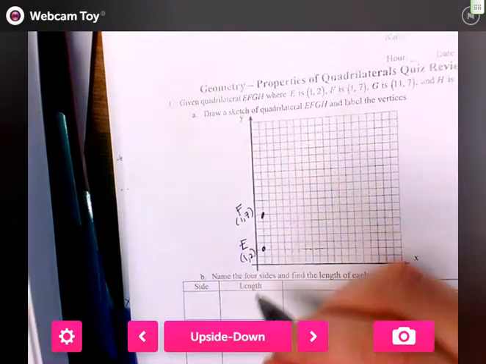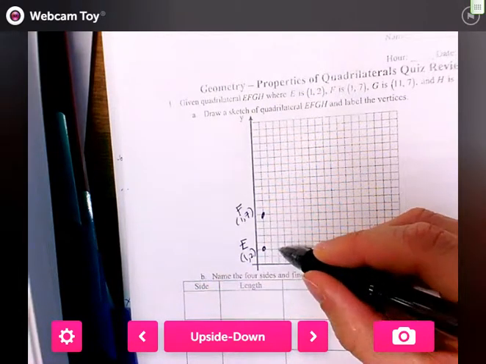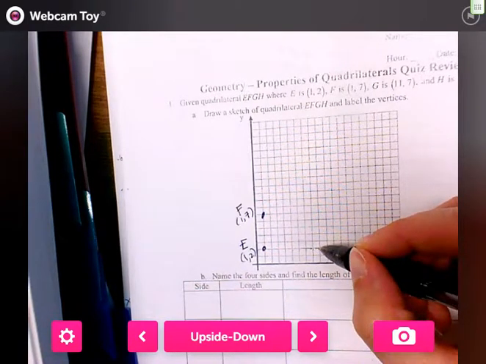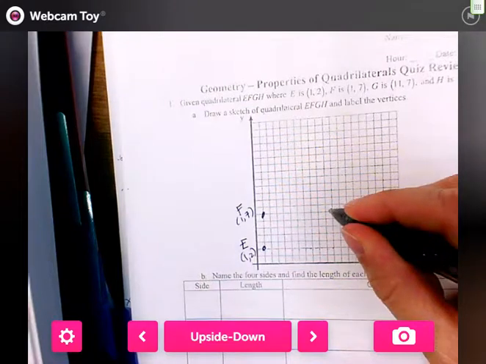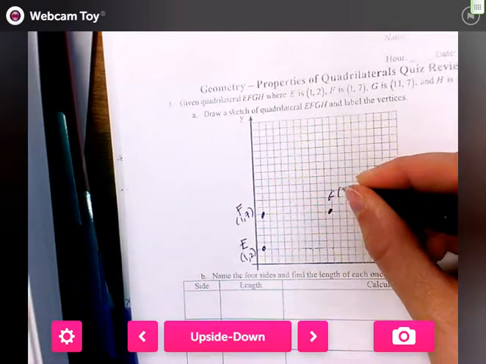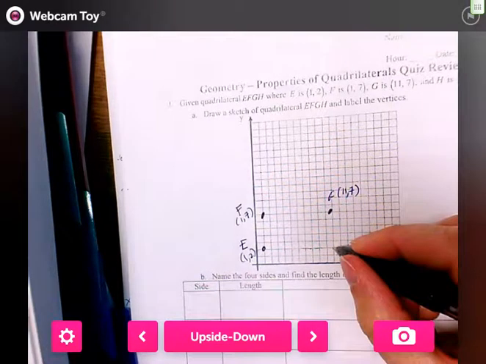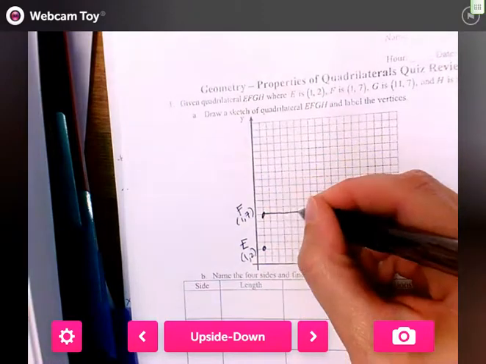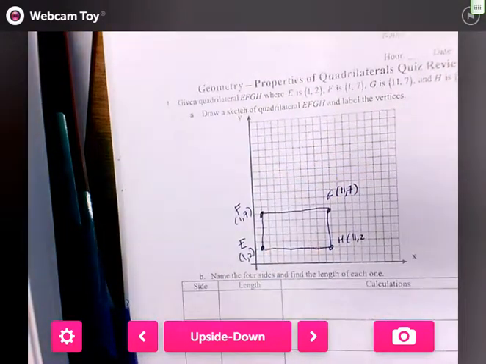Okay. G, we're going to go over 11. So that's 1, 2, 3, 4, 5, 6, 7, 8, 9, 10, 11, up 7. Here's G. 11, 7. And H, I'm going to go over 11, up 2. There it is. What shape do we think that is? Okay, let's go through and prove it.